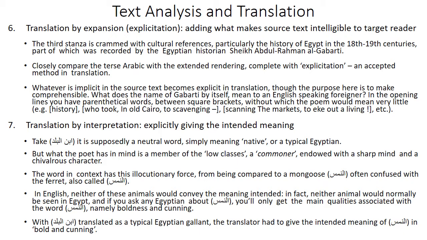Explicitly give the intended meaning. If you find that you need to interpret, you need to explicitly give the intended meaning, this is what we call translation by interpretation. At other points, you will find that you need to use both. You need to explicitate, يعني add more text, and you need to interpret. You need to explicitly give the intended meaning. We'll take an example for each of them.